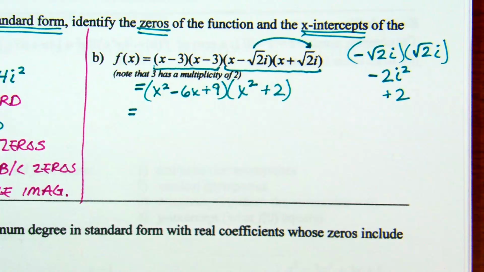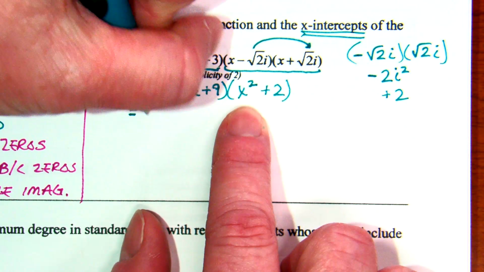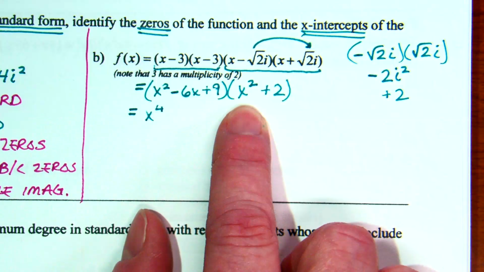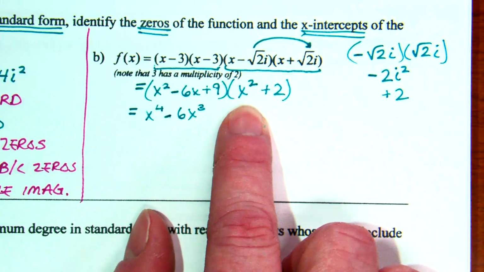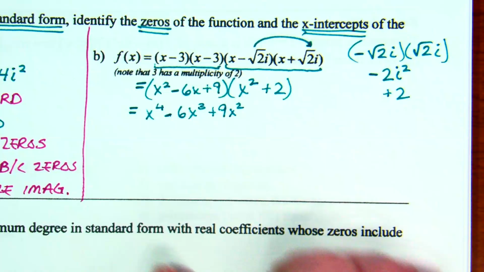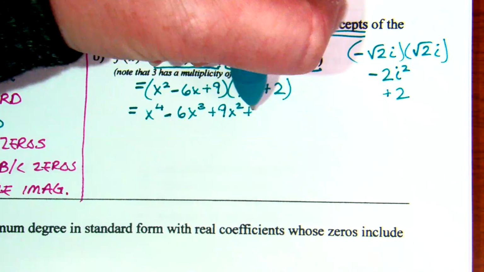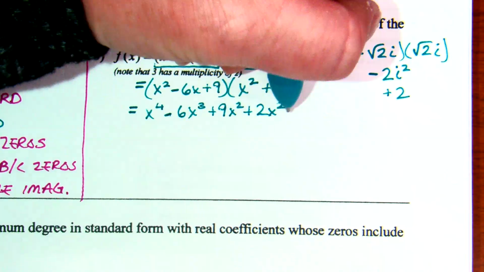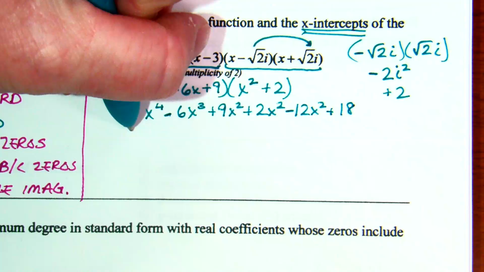Okay? So, if I take my x squared from the second and multiply by each of these three, x squared times x squared, x to the fourth. x squared times minus 6x, minus 6x cubed. And x squared times 9, plus 9x squared. And now I do the same thing with the 2. 2 times everything in the trinomial. So 2 times x squared, 2x squared. 2 times minus 6x, minus 12x. 2 times 9, 18.